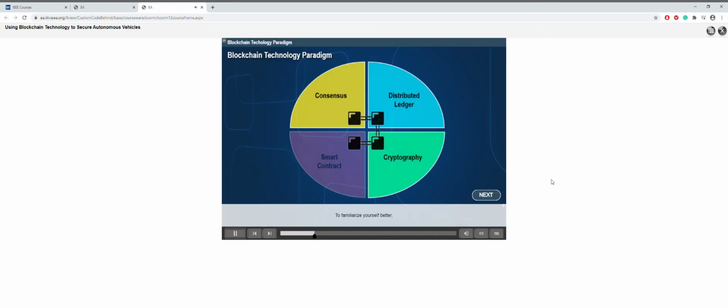To familiarize yourself better, click on any of the 4 relevant blockchain characteristics important to autonomous vehicle safety in the blockchain paradigm to see the definition and relevant example.